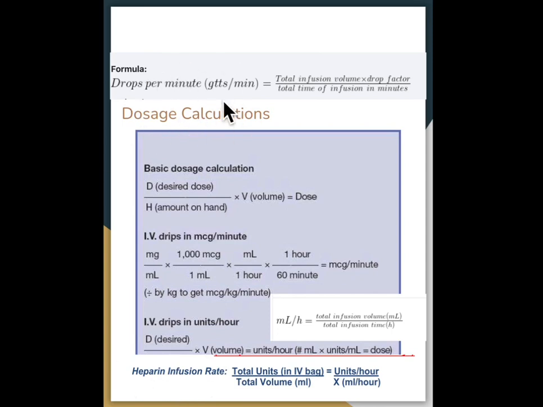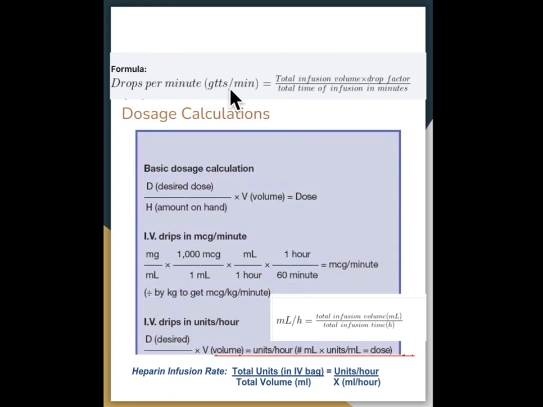And then there's also this formula that is fair game for both the RN and PNs called the drops per minute or GTTS per minute formula, okay? And usually it's for IV piggyback medications where you're going to be giving a certain amount of medication in less than an hour. So usually the total infusion volume over total infusion time is represented as milliliters per hour, then you're probably working with a standard IV pump that is administering based on the programming, okay? Milliliters per hour. But when you're working drops per minute, you are giving a medication in under an hour.